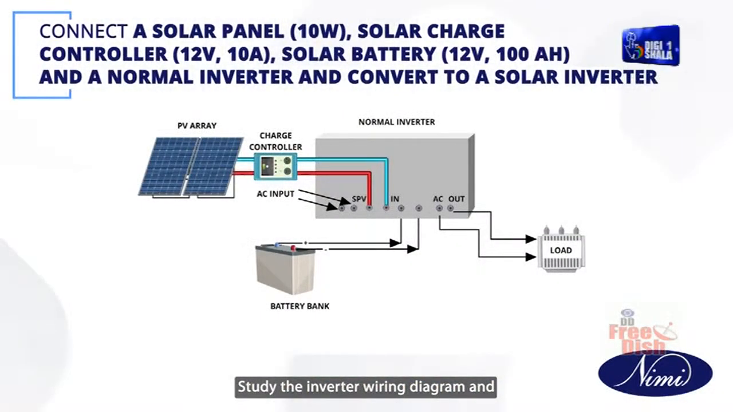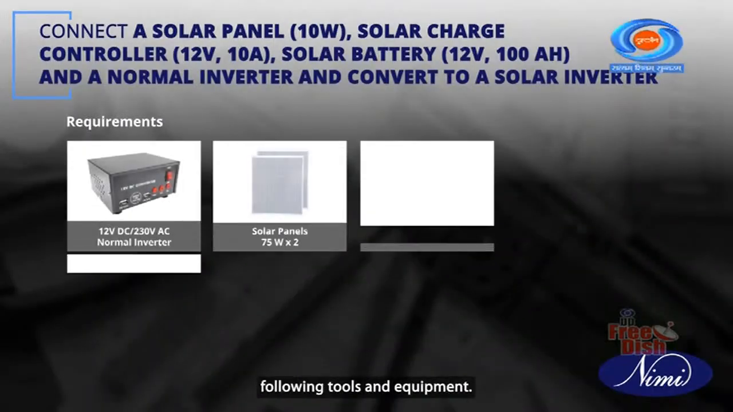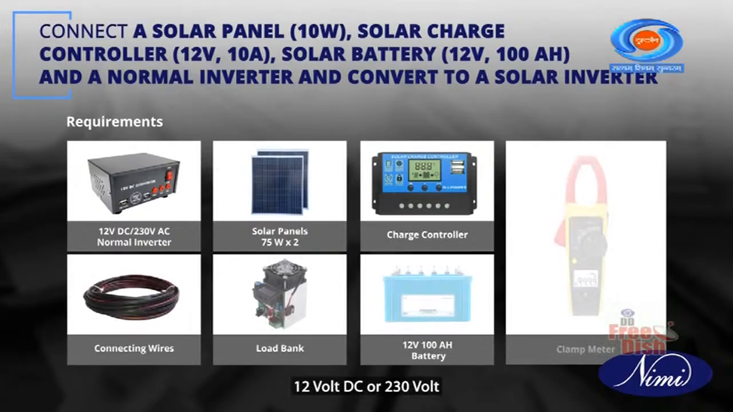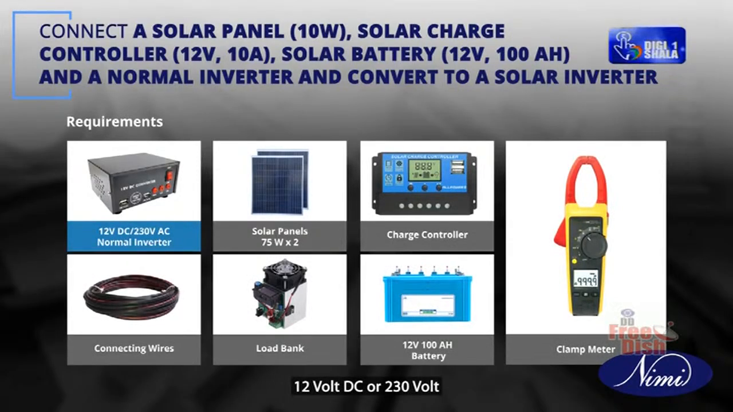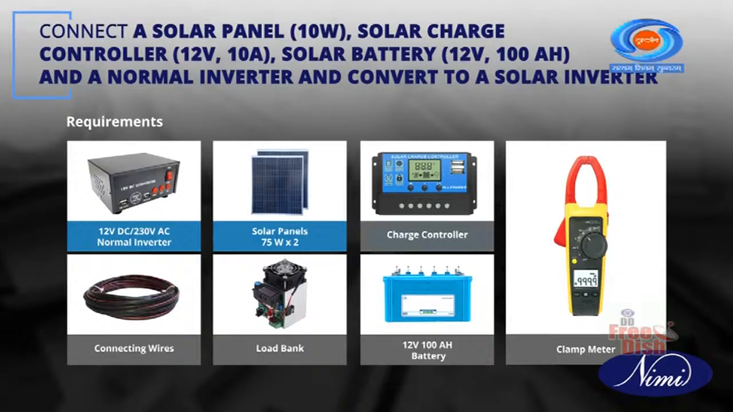Study the inverter wiring diagram and connect the components of the solar inverter. Ensure you have all the following tools and equipment: 12 volt DC or 230 volt AC normal inverter, solar panels 75 watts 2 numbers, charge controller, connecting wires, load bank, 12 volt 100 ampere hour battery and clamp meter.